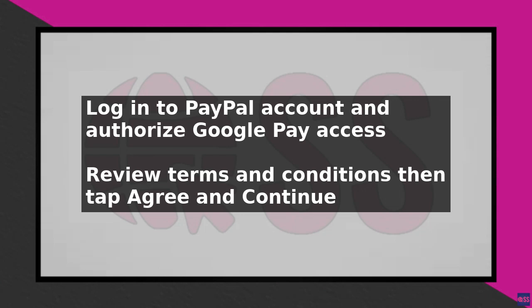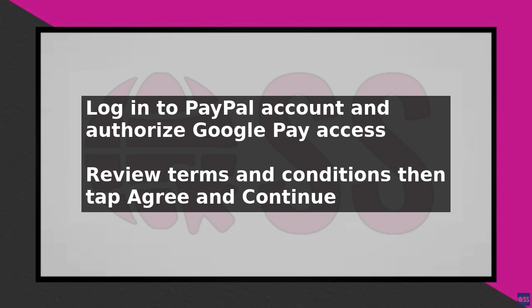You will be redirected back to the Google Pay app, where you will see that PayPal has been added as a new payment method. To set PayPal as your default payment method, go back to the Payment Methods section and tap on the three dots next to PayPal. Select Set as Default to make PayPal your default payment method.